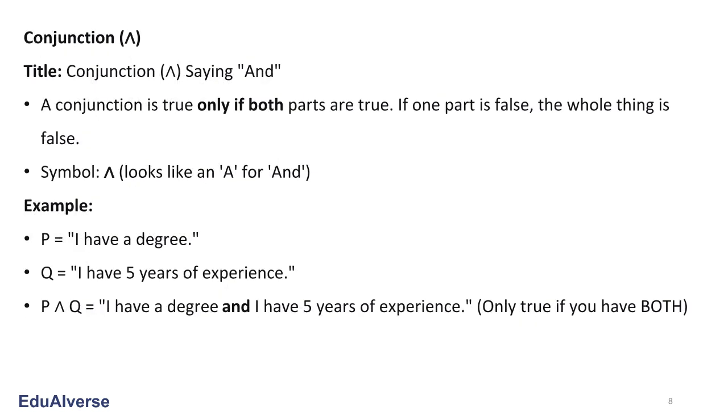Conjunction. The second operator is conjunction. It means and. The symbol looks like an A without the crossbar. A conjunction is true only if both parts are true. If even one part is false, the whole statement is false. For example, let P be, I have a degree, and Q be, I have 5 years of experience. P ∧ Q means, I have a degree and I have 5 years of experience. This is only true if you have both. If you have a degree but no experience, the whole statement is false.